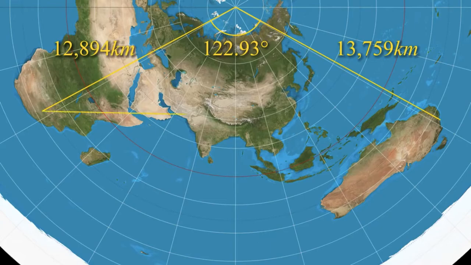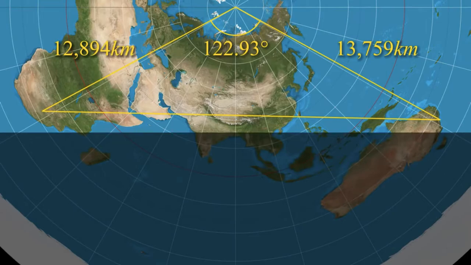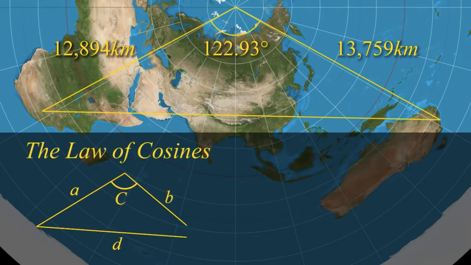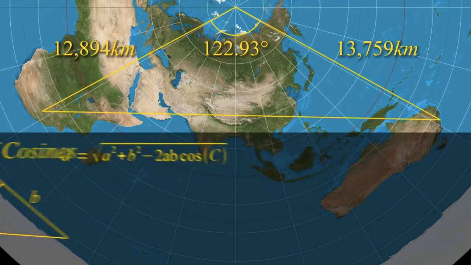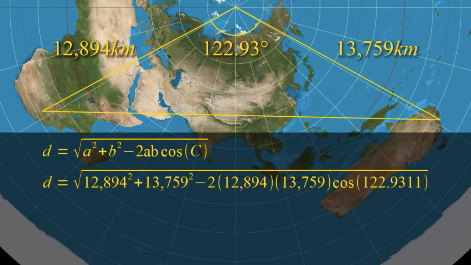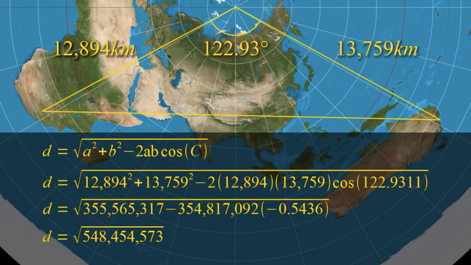Now that we have two sides of the triangle and the angle between them, we can use the law of cosines to calculate the straight line distance from Sydney to Johannesburg on the flat Earth. The distance d is equal to the root of a squared plus b squared minus 2ab cos c. When we crunch the numbers, we find that on the fantasy flat Earth, the distance is 23,419 kilometres. This is more than twice as far as it is in reality.